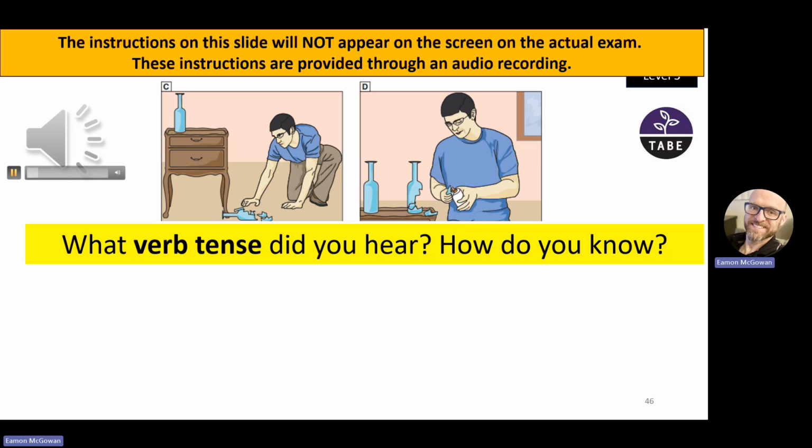Here are 2 pictures. They show what Nathan did. And when? Yesterday.